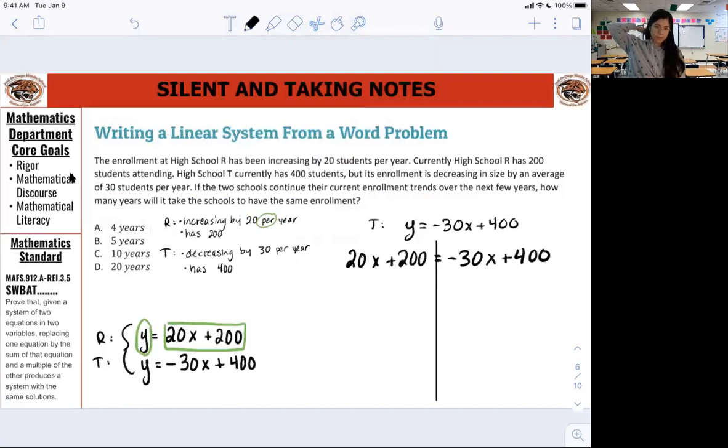Reminds me of the first, like in September and stuff. Yeah, this is like one of those equations we did back in the day.